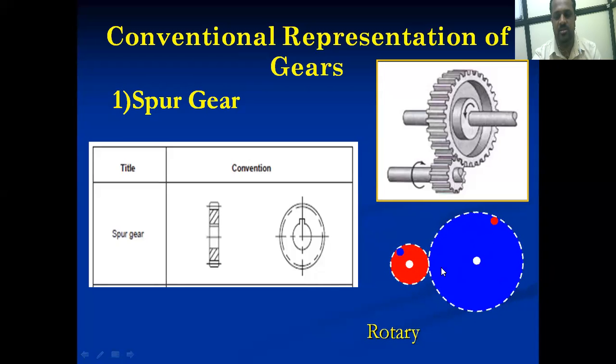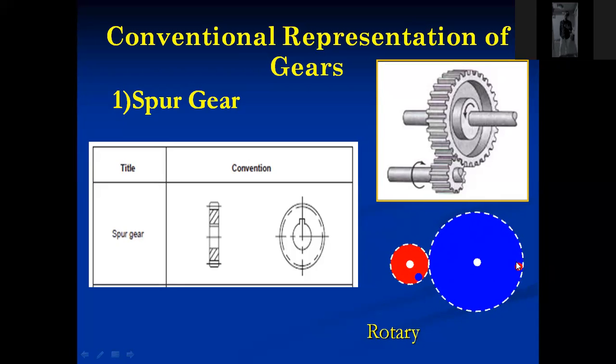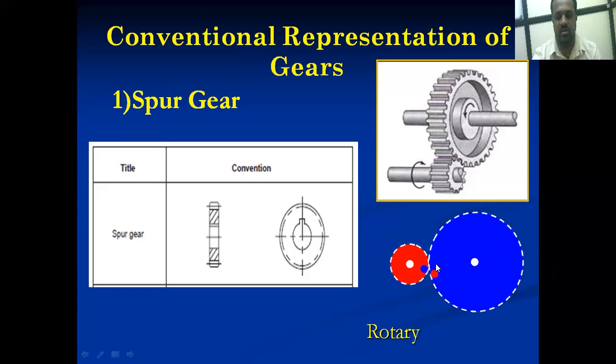See, this is the animation for the spur gear. This is the pitch circle. This point you can easily observe, this red color dot. This is the pitch circle here. This portion is called the pitch circle, and this is the topmost portion. And here we can fit the shaft.